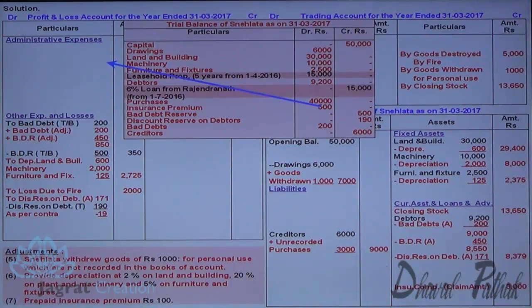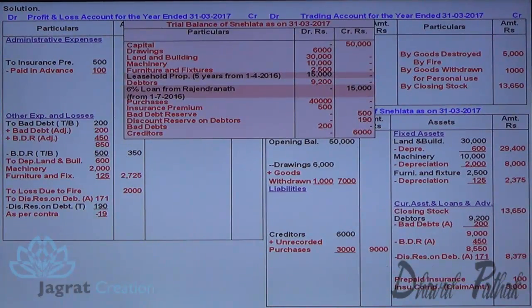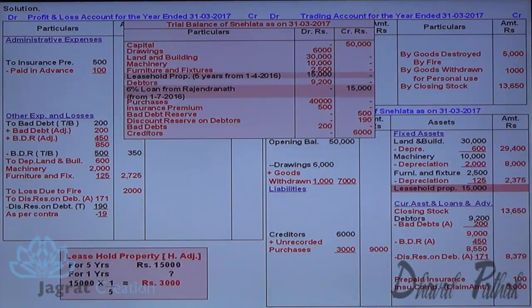Insurance prepaid, 500 is the insurance paid minus prepaid. That's a payment for the next year that will be disclosed on the balance sheet asset side, prepaid insurance, and insurance expense that will be debited to profit and loss account. Now, leasehold property, 15,000. This is a payment for 5 years, so 1/5 amount is required to be written off. So, 3,000 written off and debited to profit and loss account.